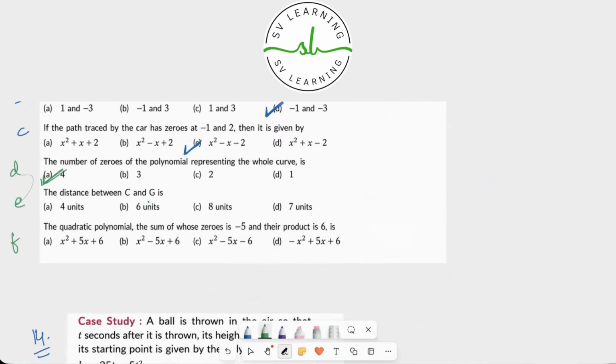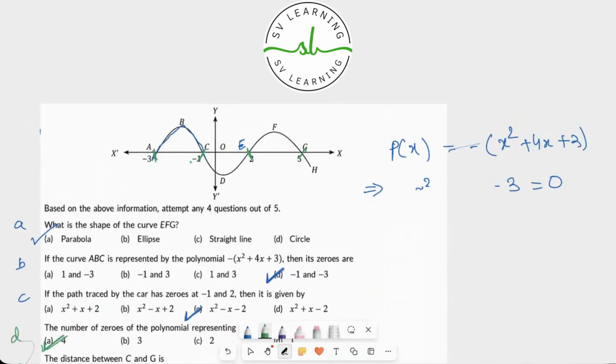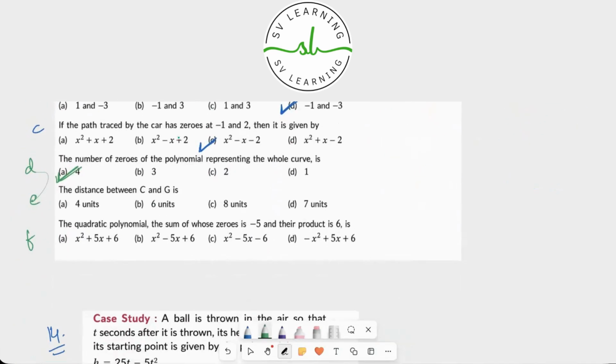The distance between C and G. So where is C? C is at minus 1 and G is at 5. So you have to go 1 unit here and 5 units here. So a total of 6 units distance you have traveled. The quadratic polynomial, the sum of whose zeros is minus 5 and product is 6. So again, sum is minus 5, product is 6.